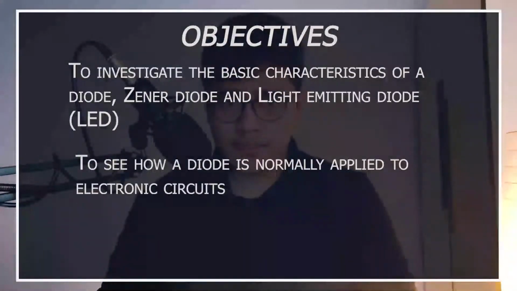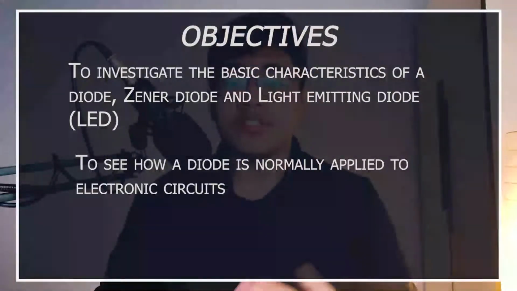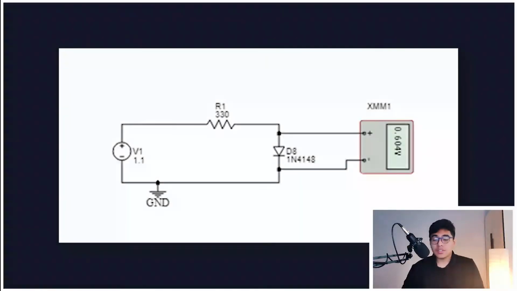Diodes come in many forms. Now, our objective today is to investigate the basic characteristics of a diode, a Zener diode, and a light emitting diode, mostly known as an LED, and to see how they are normally applied to electronic circuits. So, let's get started. Part 1 shows the basic function of a diode.